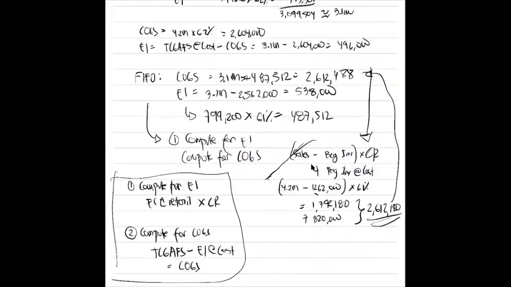I think this is the best for FIFO. Compute for EI and compute for cost of goods sold. It is rather easy as compared to the other formula. Okay, so we just split it na lang by first computing the EI.